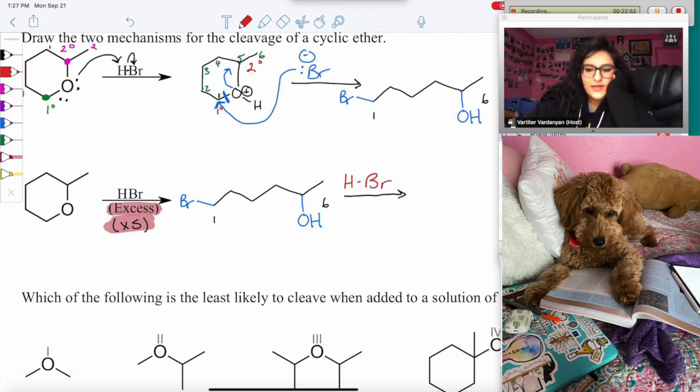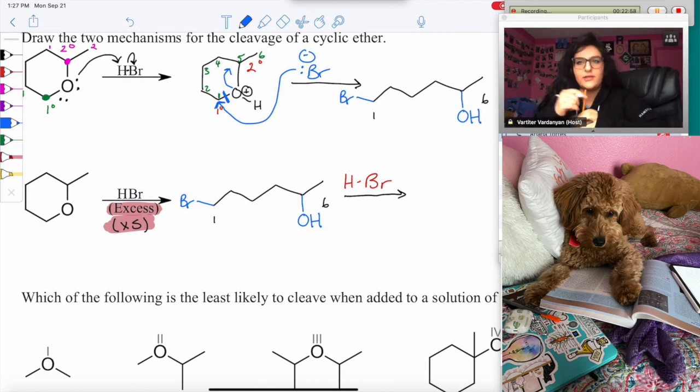So what do you think the first step is going to be? You can either answer in the chat or unmute. There's no wrong answer. Well, technically there's a right and wrong answer, but I want to hear whatever. Someone said protonation, exactly.